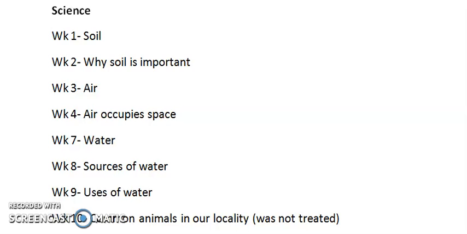So we move on to the topic air. What is air? Air is a mixture of gases. Air is found in our environment. Everywhere we go to, we find air. And air is very important for all living things, plants, animals, and human beings.